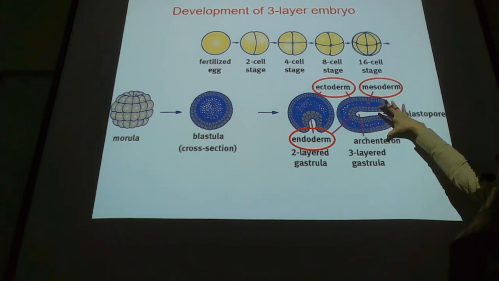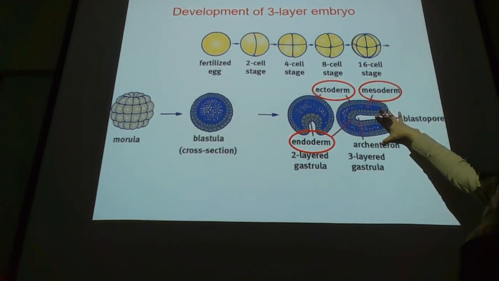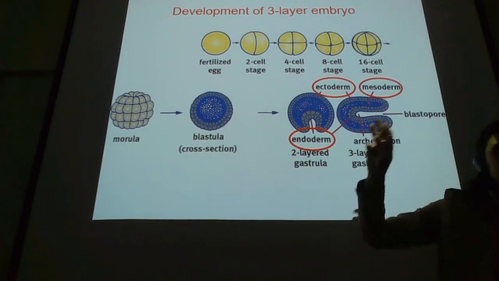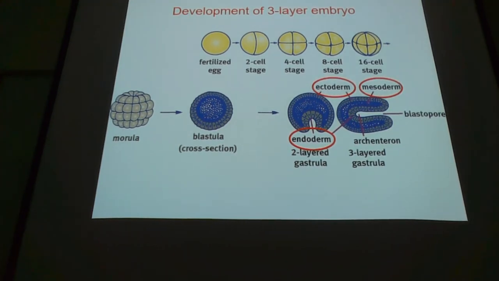So this is a 3-layer embryo, right? Ectoderm, endoderm, and mesoderm, okay? As we will see, sponges are called 2-layer embryos because that mesoderm is not really a mesoderm, it doesn't have cells, it just stays as a gelatin, okay? I want to tell you this little difference, but really the embryos look very similar in the whole animal world at this stage.